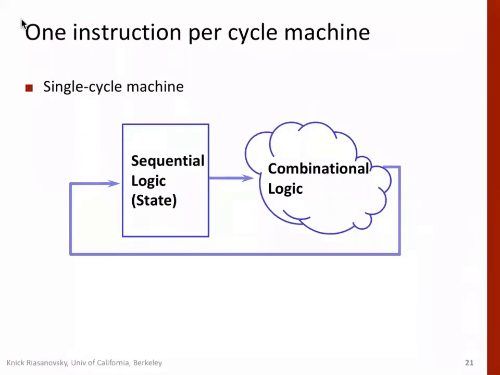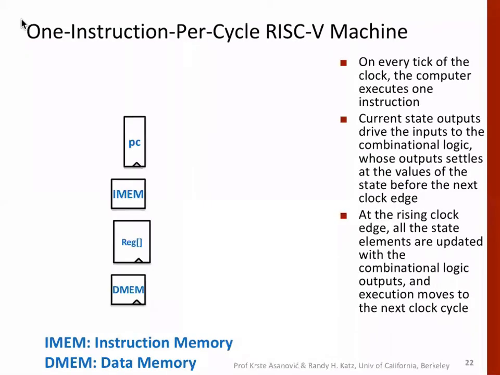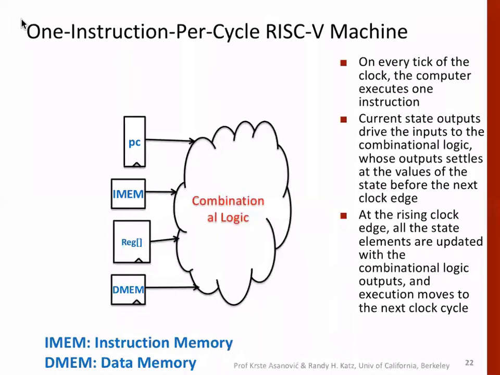So one instruction per cycle machine looks something like this. We have sequential logic, that is states or registers or memory, and then we have combinational logic here. The combinational logic output is available and goes to the sequential state. All right, this is very simple. Let's look now at some details.